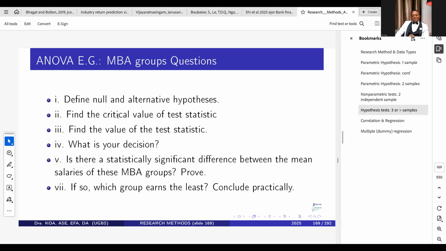Watch the question carefully. The most important part of the question is: is there a statistically significant difference? Keyword, difference. Between the mean. Keyword, mean. Between the mean salaries of these 3 different MBA groups. Is there a difference? Maybe the EMBA are earning highest, maybe the weekend MBA are next, maybe the regular MBA are the poorest. But whatever the difference is, is the difference statistically significant?